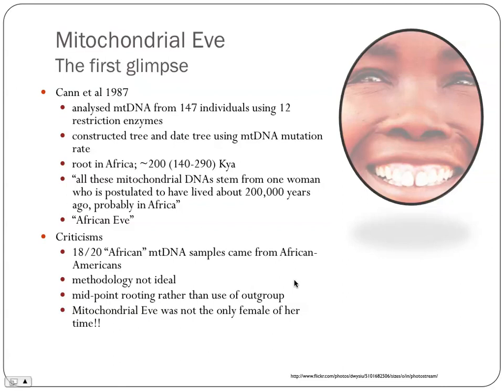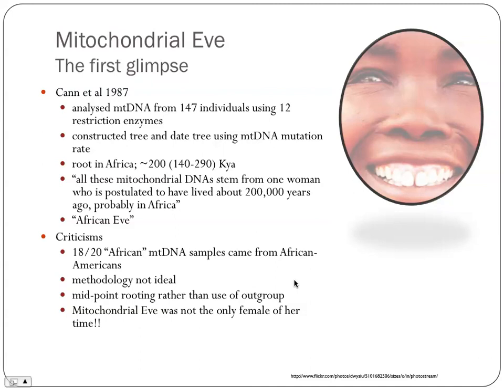Let's get back to what the mitochondrial DNA tells us about this issue. The first glimpse of what has been poetically called mitochondrial Eve, the ancestor of all the mitochondrial lineages that we now see in humanity, was in 1987, when Cann et al. analysed mitochondrial DNA from 147 individuals using 12 restriction enzymes. They didn't actually sequence it, but they cut it up and looked at the patterns. They were able to construct a tree from that data, making some assumptions, using modern variation, as to how quickly that DNA changed, and they came up with a root for their phylogenetic tree in Africa about 200,000 years ago. So not too dissimilar from what we see when we look at the fossil record.